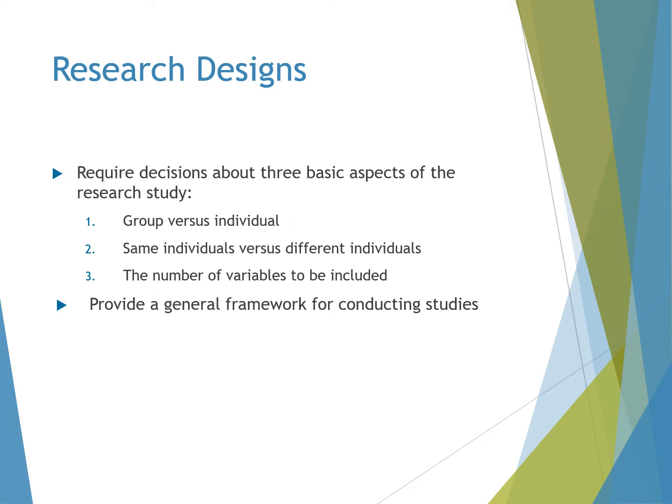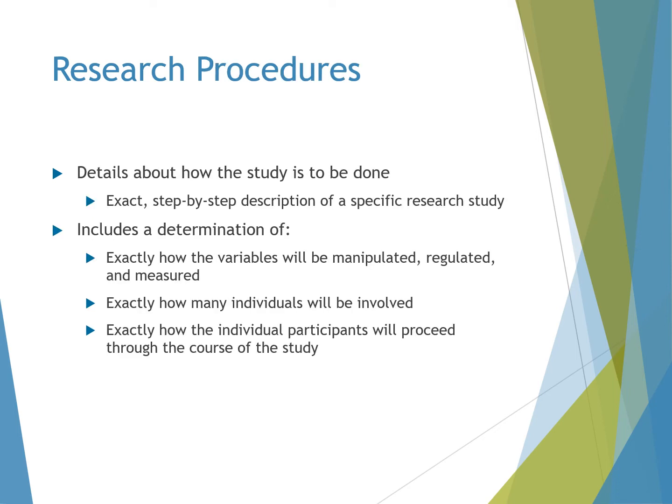Third, we also need to make a decision about the number of variables that we include. The simplest study probably just includes 2 variables, but sometimes we may assess more. These research designs provide a general framework for conducting studies. The procedure details precisely what will be done. So what exactly are we going to do? This is a step-by-step description of a specific research study.